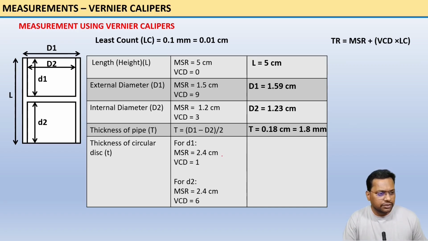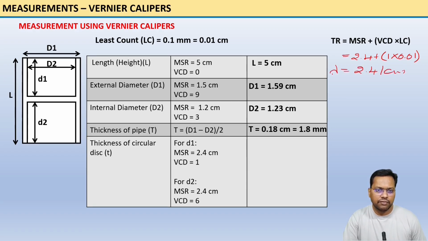Now, to find the thickness of the circular disc, we have the depths, that is D1 and D2. We calculate D1. For that, we have the main scale reading, that is 2.4, plus the vernier coinciding division, that is 1, into the least count, that is 0.01. Therefore, this will be 2.41 centimeters. This is the value of D1.